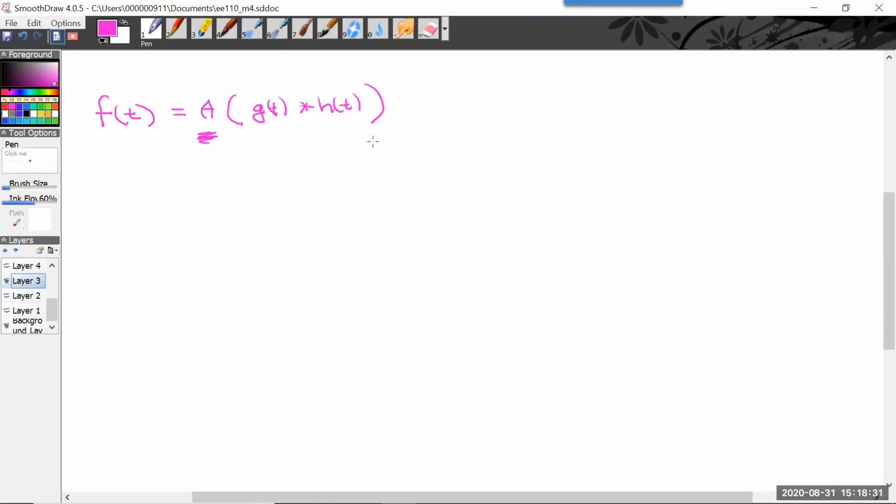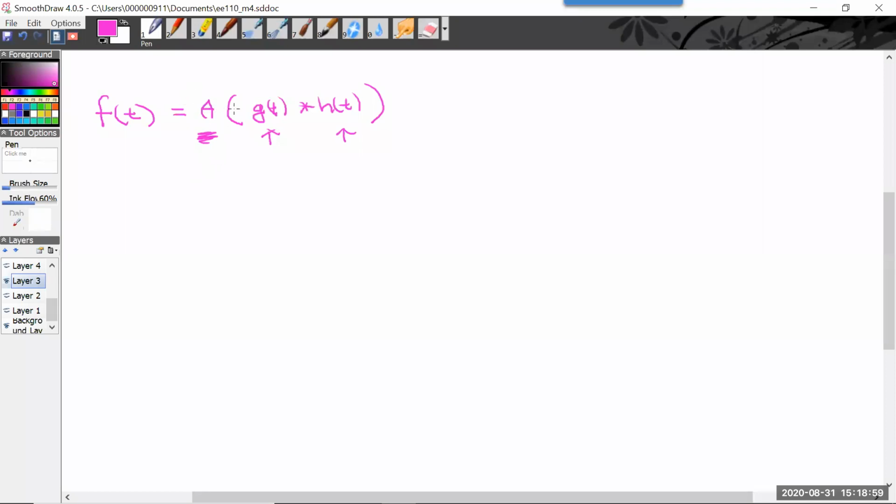But for those of you who might need a little review, a convolution is a mathematical operation that finds out what the output is when you input a signal into a system. Okay. And I'll leave it at that.